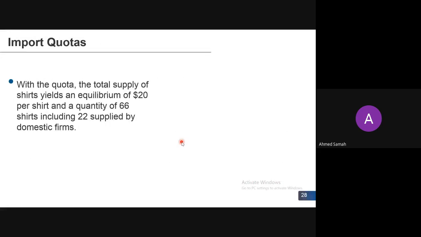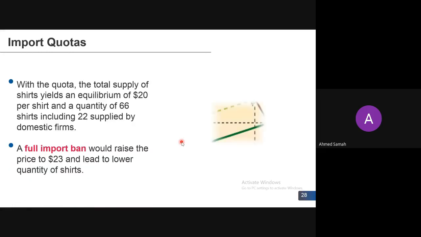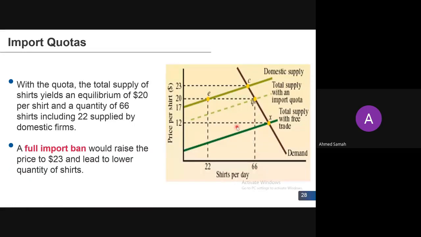So with the quota, here you see an example. What we see is that before any quota or such thing, with free trade, there will be imports going on, and what we see is that the supply is here, this particular yellow dot. So it's above 66 quantities of shirts in this case per day. But what we see is that domestic supply is below that particular value.